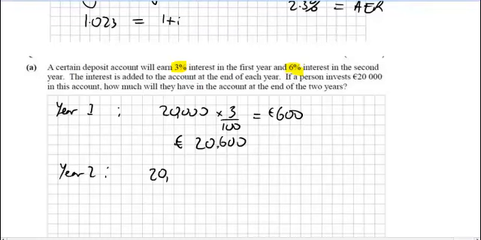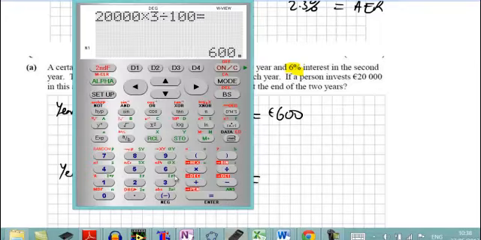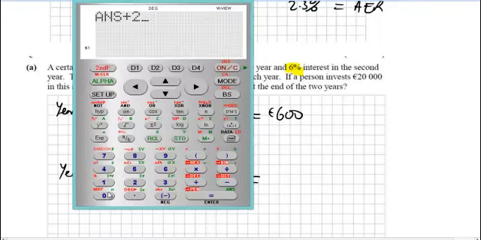And then for year 2, this will be our principal sum. We know we'll have 20,600, and we're going to get 6% interest, 6 over 100, which will tell us how much interest is earned on that. It's 20,600 multiplied by 6 and divided by 100.